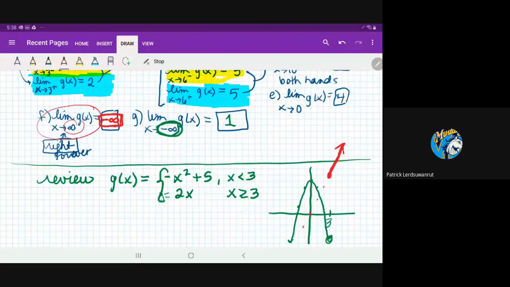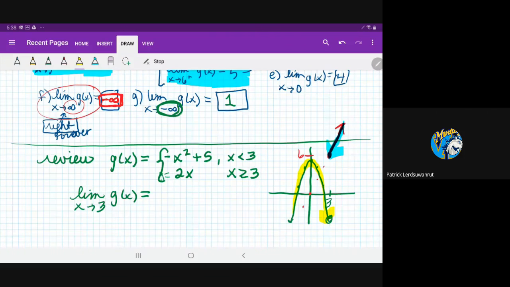So if I look at my green and my red, and then they say, what's the limit as x approaches 3 of g of x? They want you to graph it and then decide. Now, my right hand was blue, right? So my right hand approaches the y value of 6. But my left hand approaches -4. So what's the limit if one is approaching 6 and one is approaching -4?